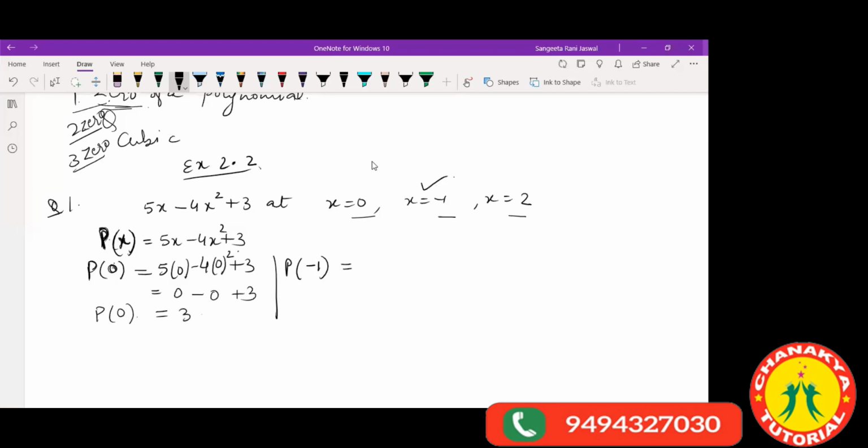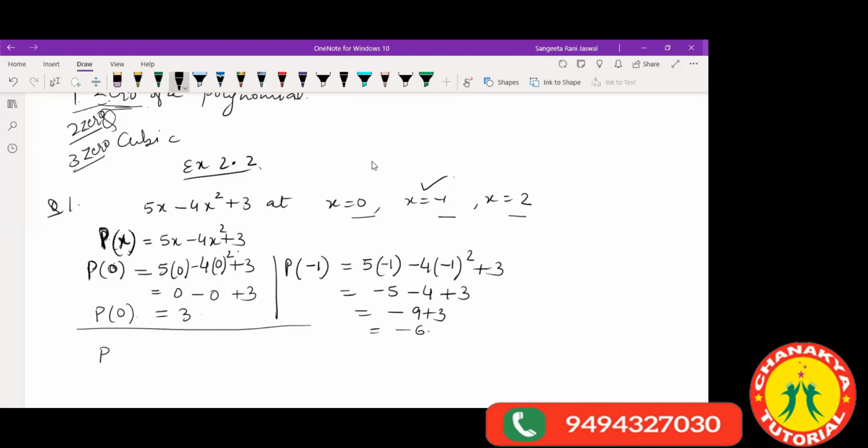In the same way, if we take the value of x to be minus 1, in place of x we will put minus 1. So P of -1 is minus 5 into -1, minus 4 into (-1) squared, plus 3. Since the power of minus 1 is even here, this will become positive. So this becomes minus 9 plus 3, that gives you minus 6, right?